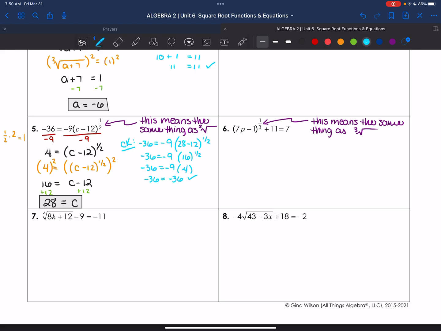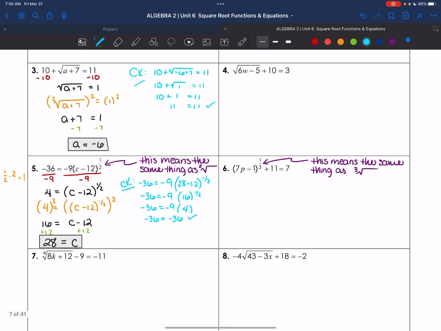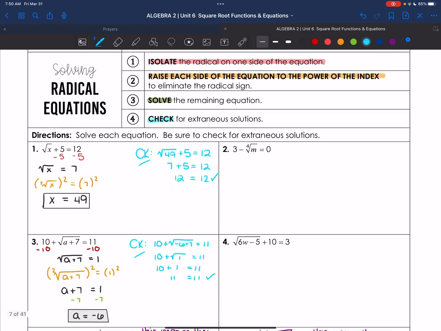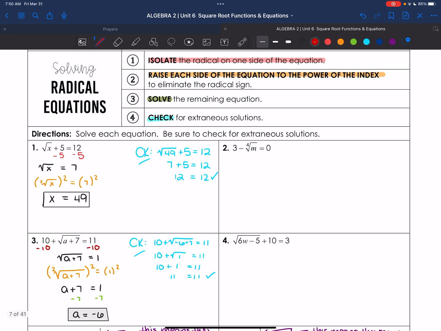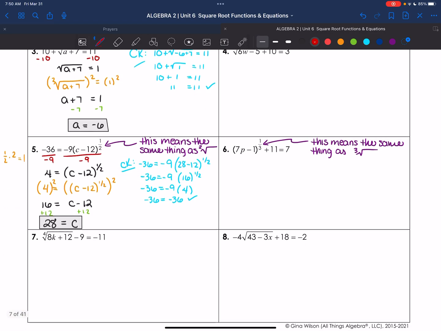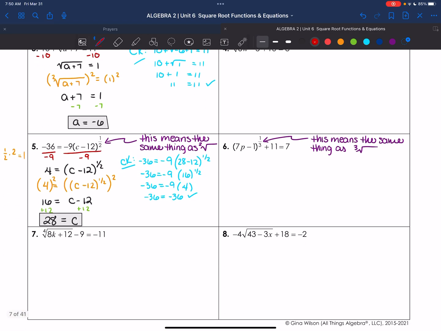One final example with you all today. Let's go ahead and get started like we've been doing, beginning with isolating the radical on one side of the equation. That's going to mean we'll do what, y'all? Because we're subtracting 9, I need to add 9 on each side. That's going to give us that the fourth root of 8k plus the 12 is equal to -2.